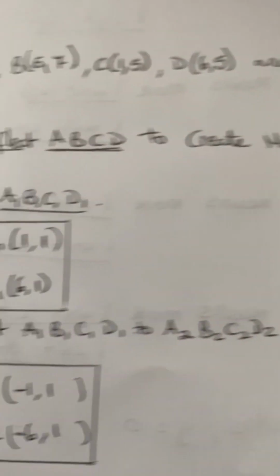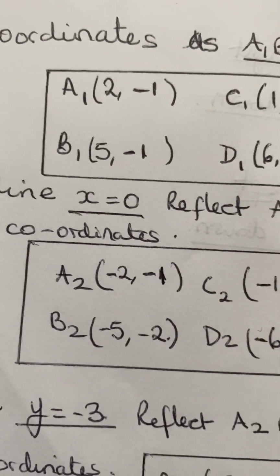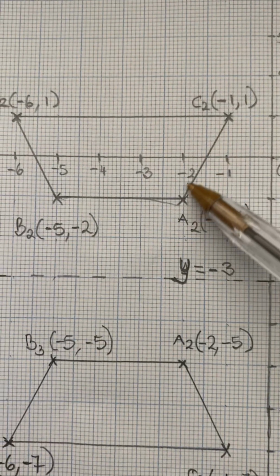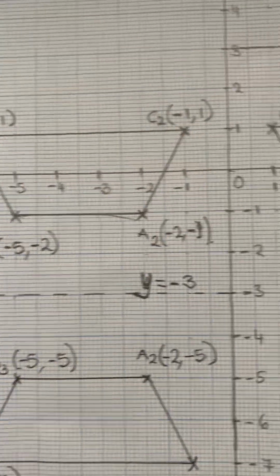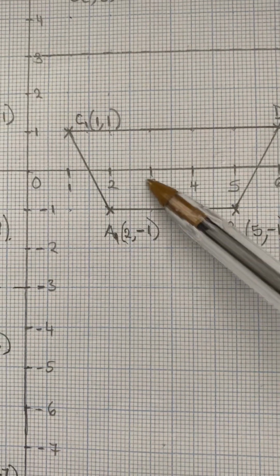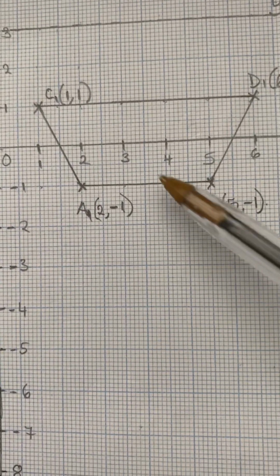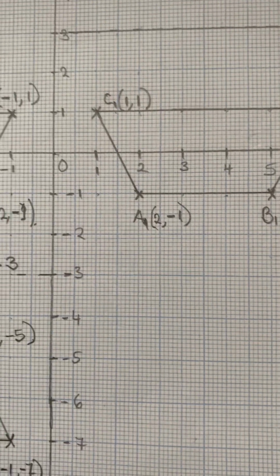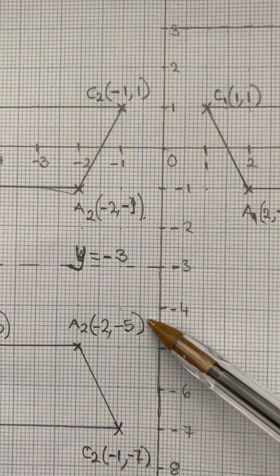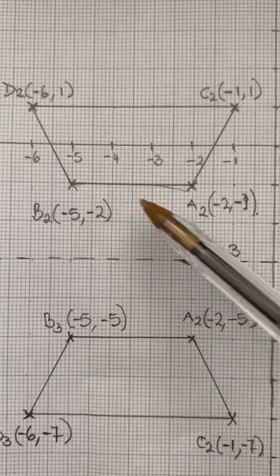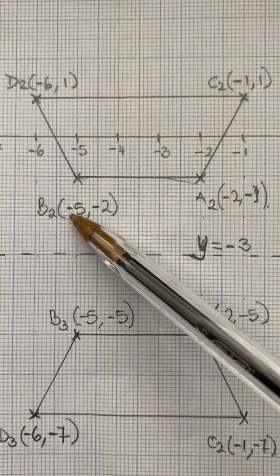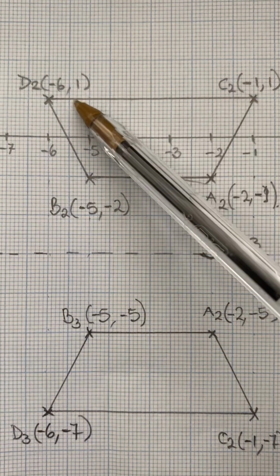Okay, so now we've got all the 4 coordinates. Remember, you need to join them. Okay, so if you look at the image we got, A1, B1, C1, D1, we've reflected it on the line x equals 0 to get A2, B2, C2, and D2.